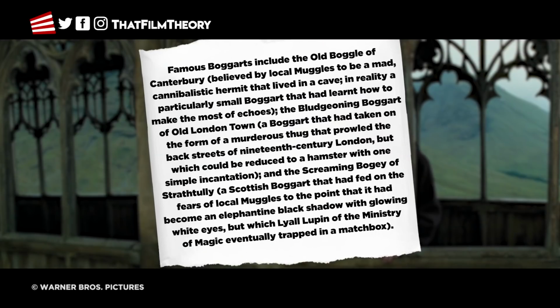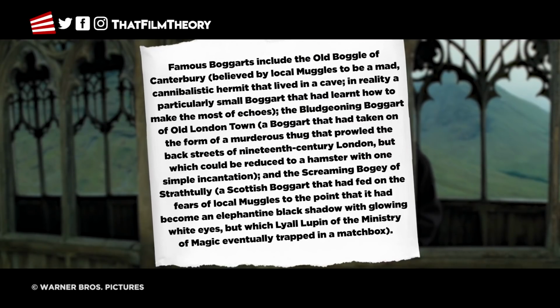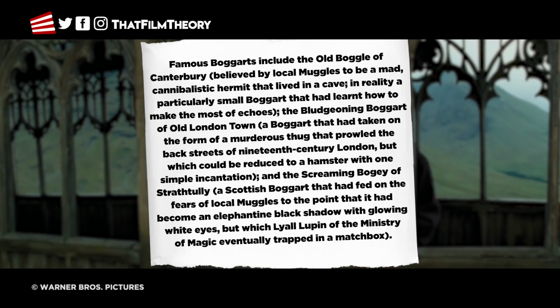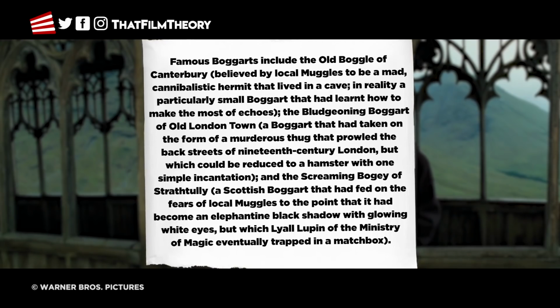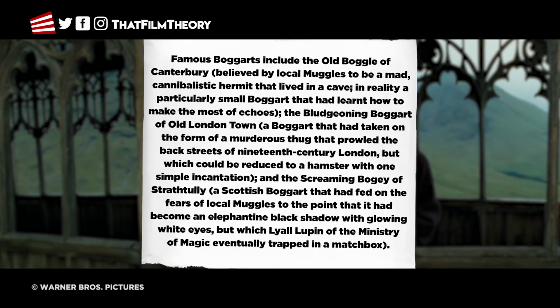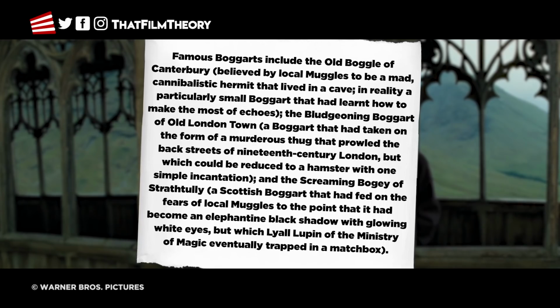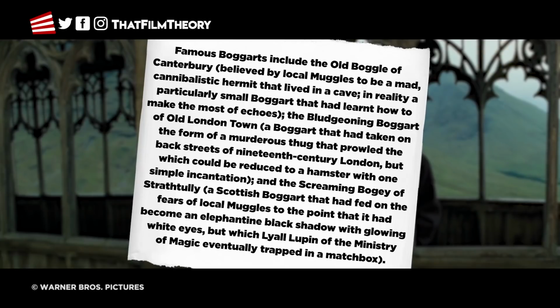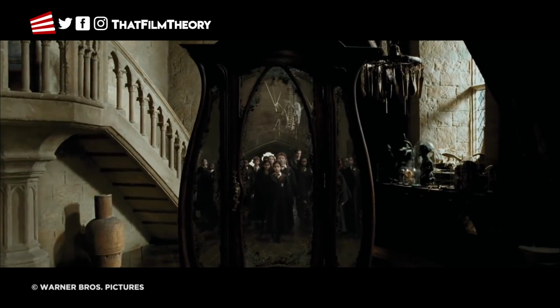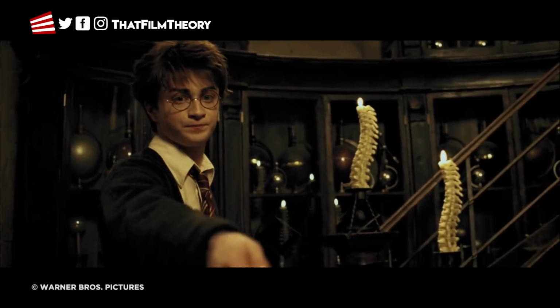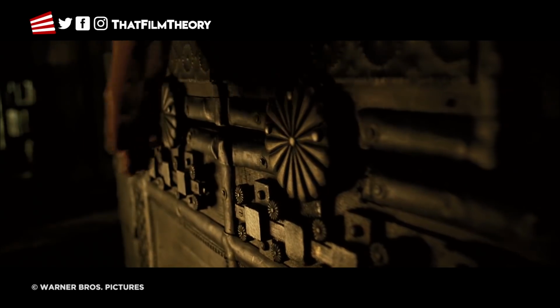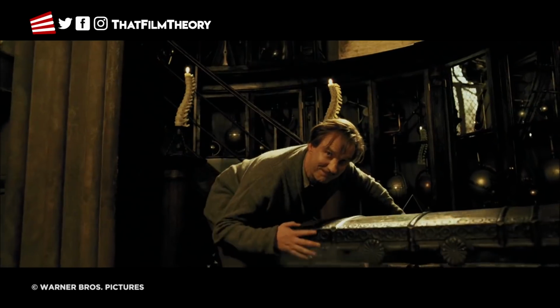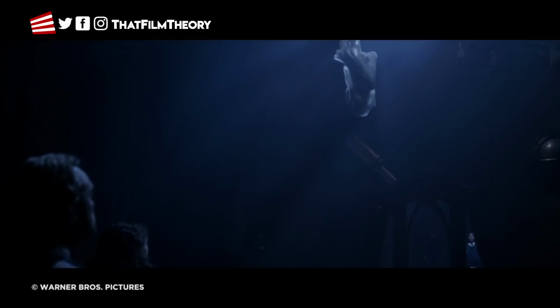In the history of Rowling's books, there was at least one famous boggart that had learned how to take on permanent form. It's not the only example of special boggarts exhibiting strange inflated powers, but the bludgeoning boggart of Old London Town was known to have taken on the form of a murderous thug who prowled the back streets of 19th century London. It wasn't subject to the same restrictions of other boggarts, nor limited to living in the dark waiting for victims. It was free, given a permanent form very much like Pennywise. So why couldn't it be gifted the same power?